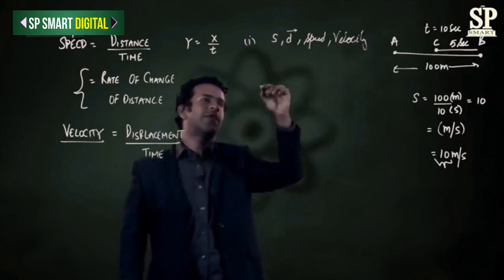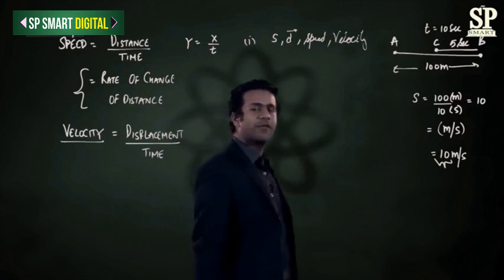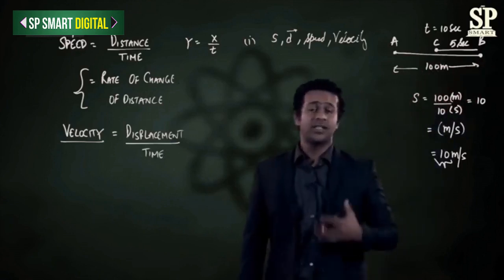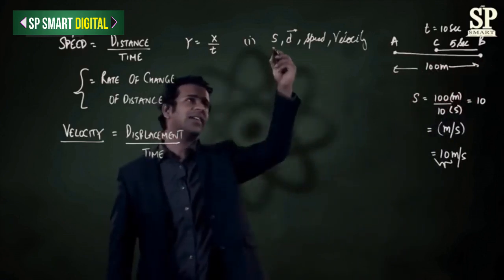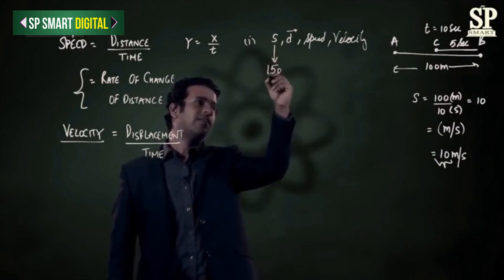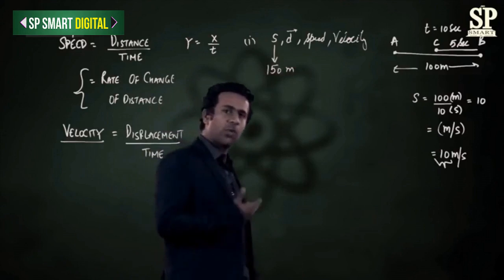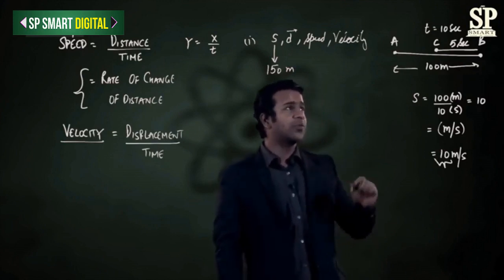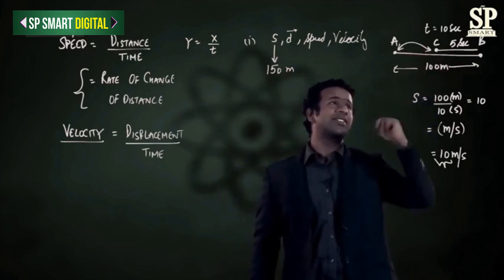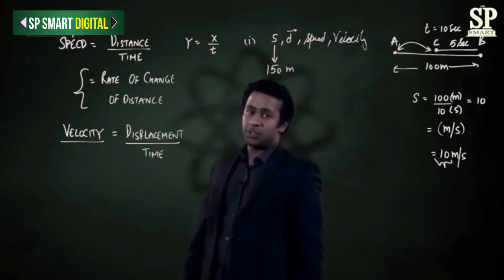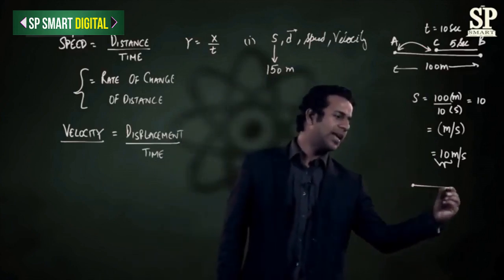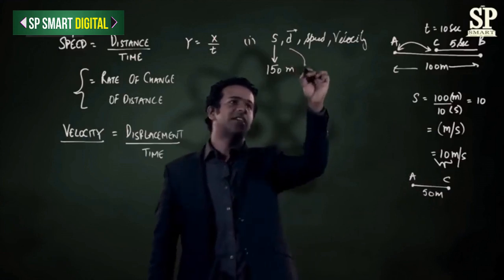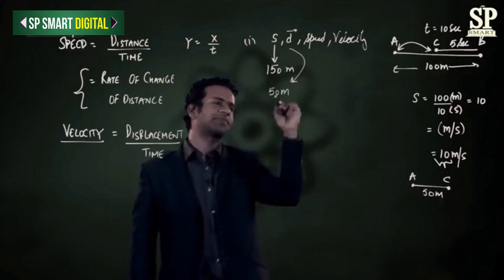So for the first part, which is the distance, I'm sure you figured it out. Distance is the total length of path, and hence it is 100 plus 50 since C is the midpoint. So the distance covered is 150 meters. Next, for displacement we need the shortest distance between the initial and the final position. So displacement is nothing but the length of AC, which we know is 50 meters.